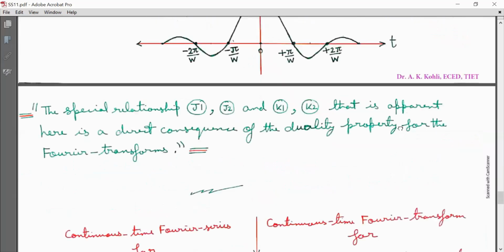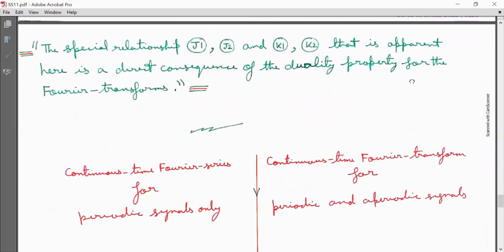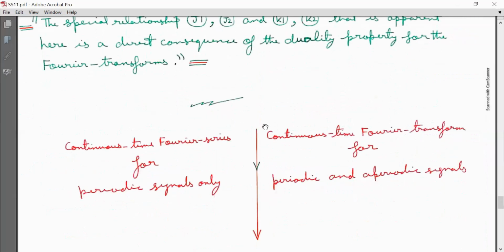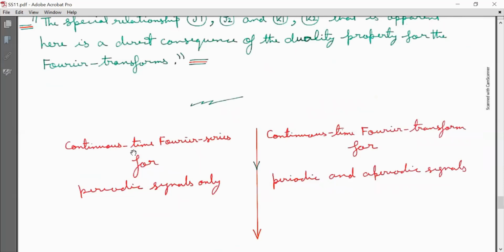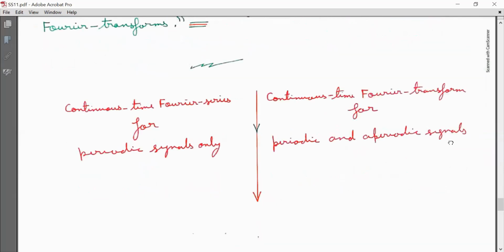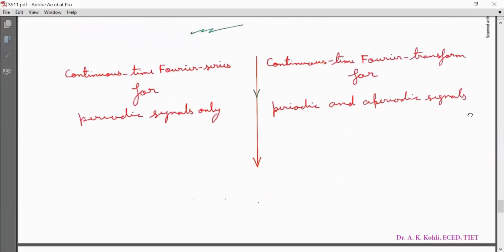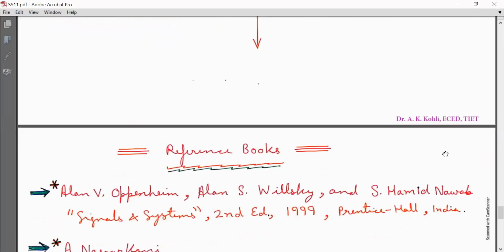And we will discuss this in the next lecture. Now, it is important to know that continuous time Fourier series representation is used for periodic signals only, whereas continuous time Fourier transform representation is used for periodic as well as aperiodic signals. So I finish my lecture here. Thanks for attending this lecture.